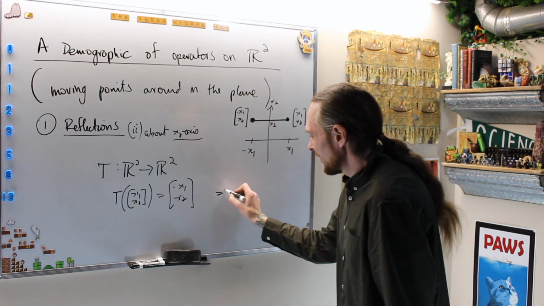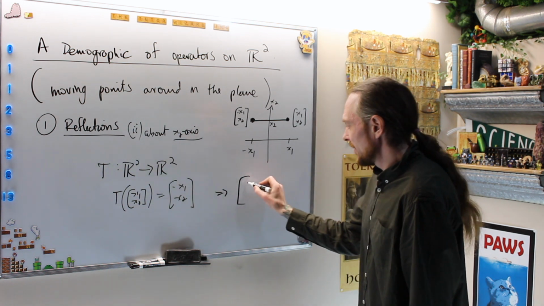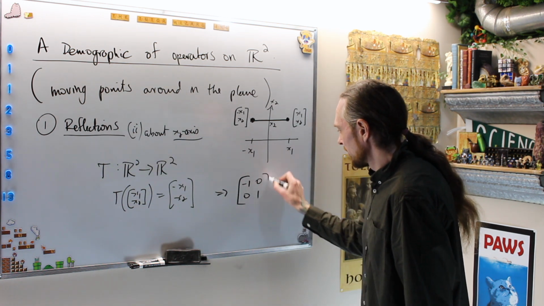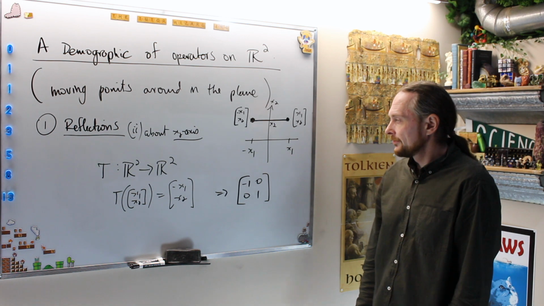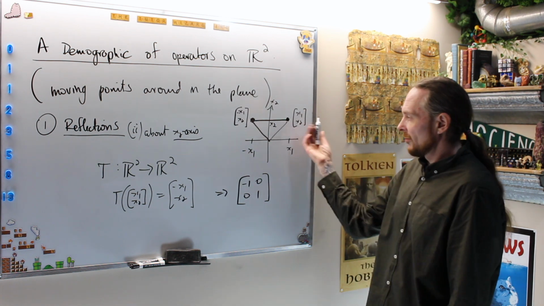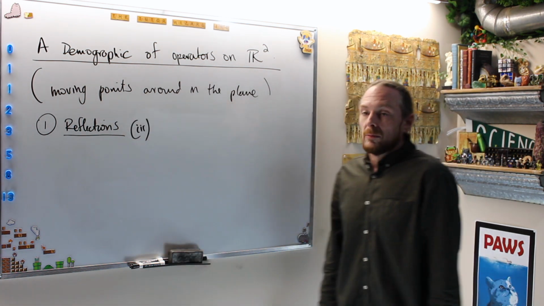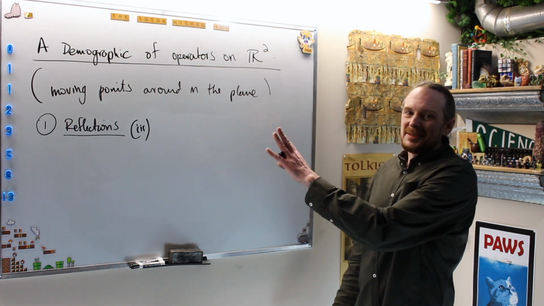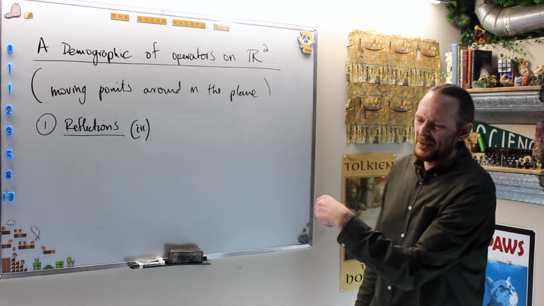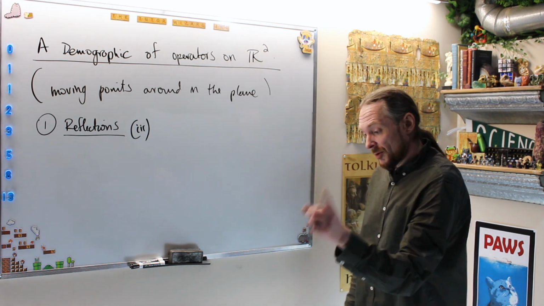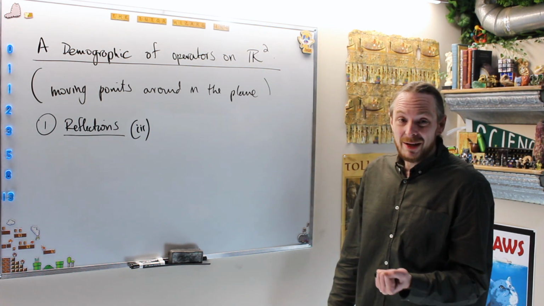And what's the standard matrix of this? The standard matrix is going to be negative 1, 0, 0, 1. Reflection about the y-axis. We'll do one more, basically, because this one's extremely useful. This is how you define inverse functions, the graph of the inverse of a function of one variable. Reflection about the line y equals x.